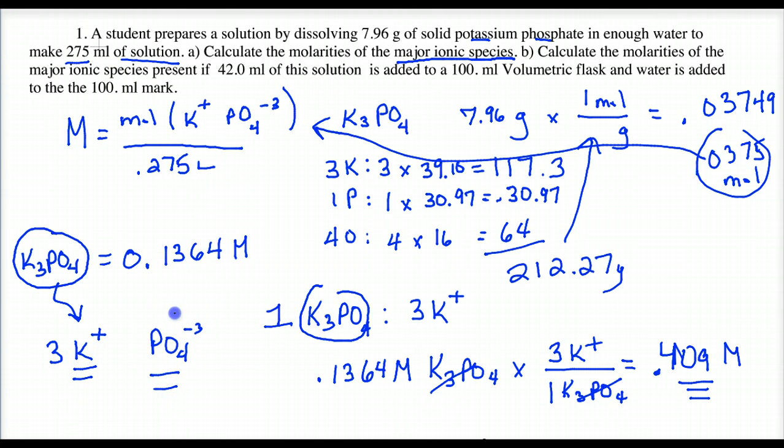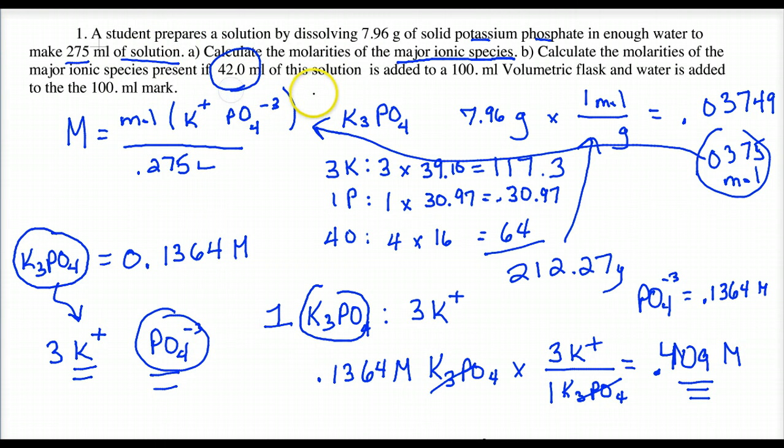Okay, the phosphate ion's easy, right? Because there's only one phosphate per 1 K3PO4, so the molarity of the phosphate ion, PO4 3-, of course equals the original. And the K plus equals 3 times that. So there are the two. And again, a lot of mess here to get something that's not too difficult, but something new to think about.